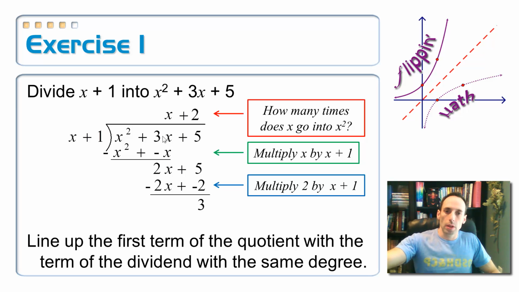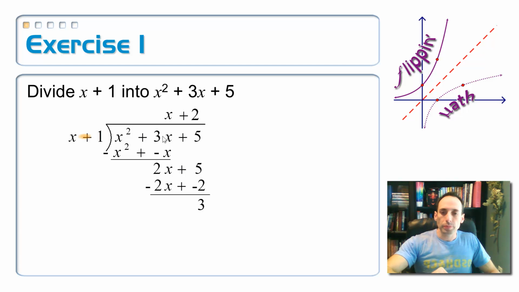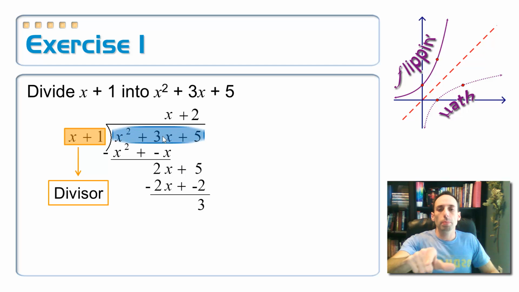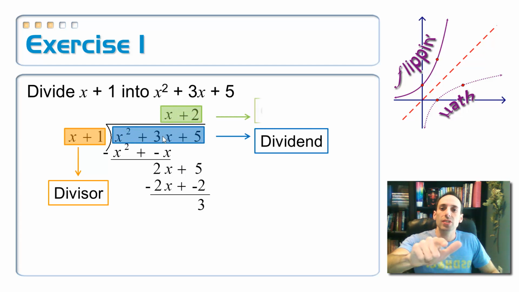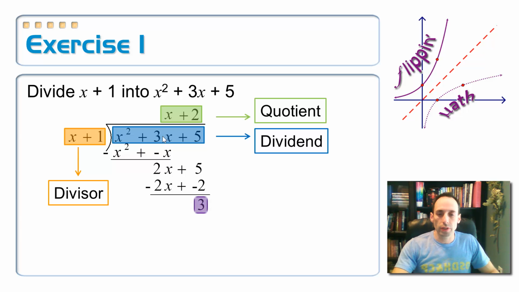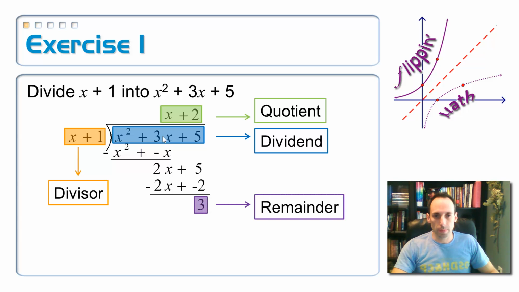So labeling all the parts on this one, x plus 1 is the divisor. x squared plus 3x plus 5, that's my dividend, what I'm dividing into. x plus 2 is the quotient, and 3 is the remainder.